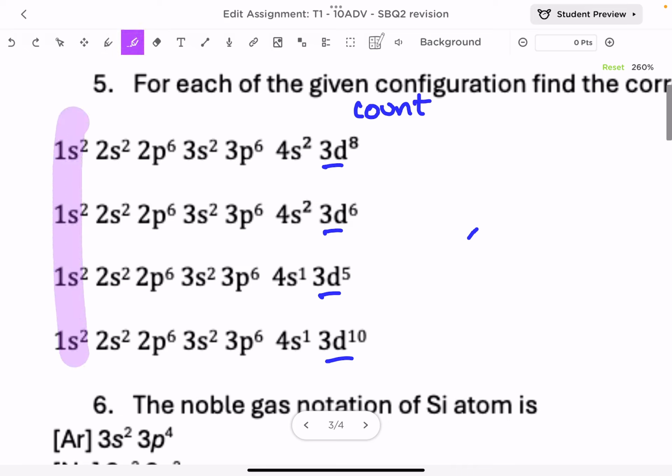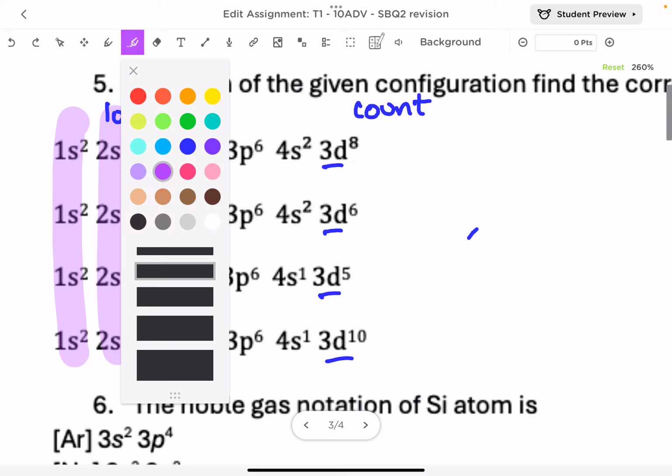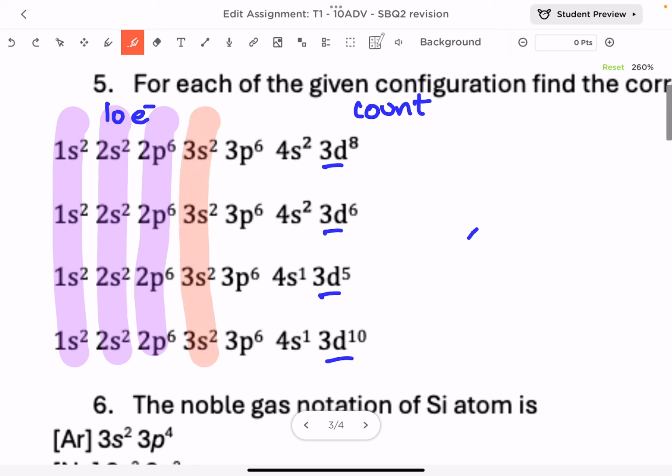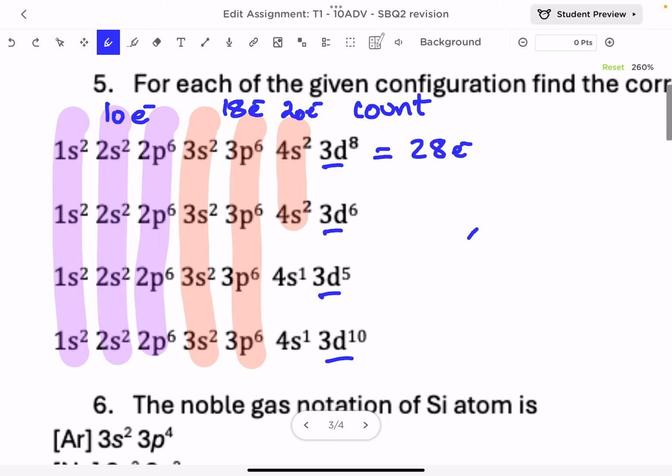So 2, 4, 10. Up till here, all the configurations have 10 electrons so far. Now let's continue. 12, 18. Up till here, all the configurations have 18 electrons. Now these two, 20. Up till here, 20 electrons. Now, for this one, 28 electrons. For this one, 26 electrons.